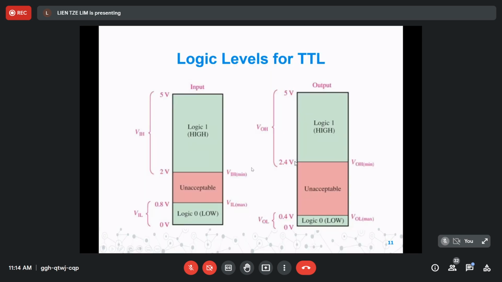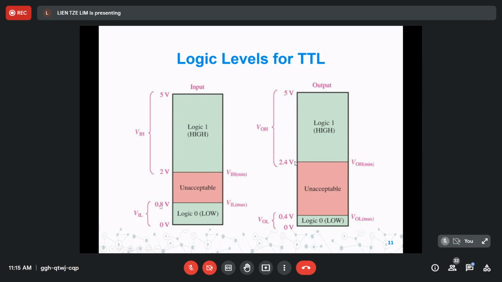So this is the diagram. The diagram shows the logic levels at the input and output. All these are critical voltages. We use them to evaluate the performance of the TTL with the input logic and output logic. For the high level, the maximum voltage used is 5 volts, for both input and output. With the low voltage level, you can see the levels for input and output are different.